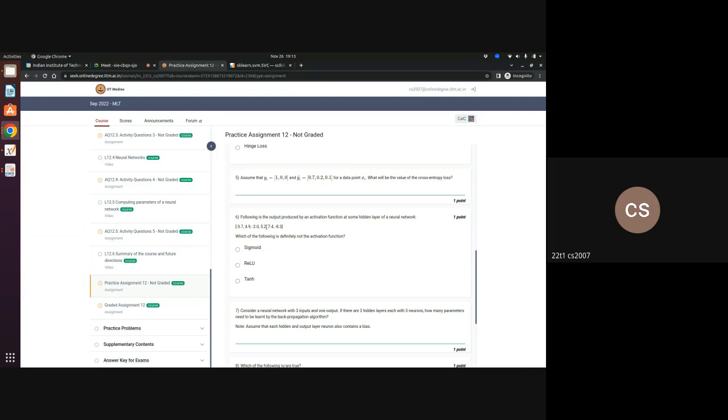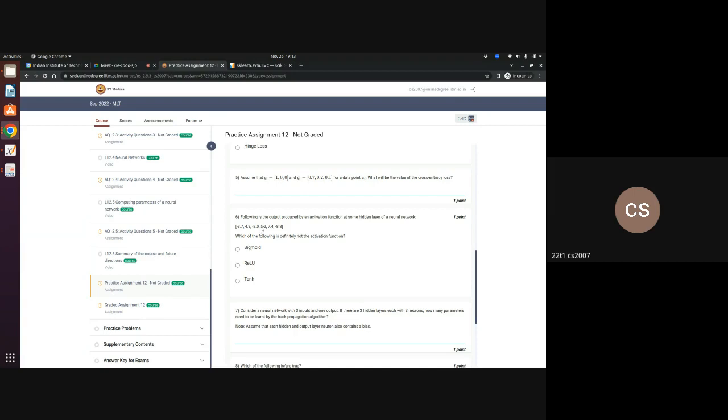Can this kind of output be produced by something like tanh? No, right? Because tanh produces values between -1 and +1, and these values are outside that range. Okay.